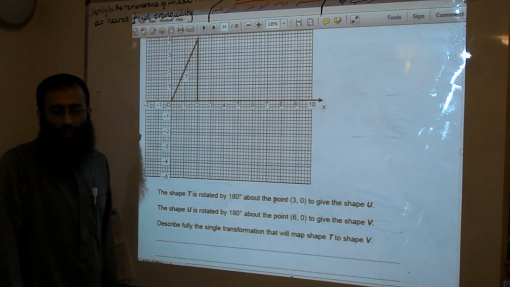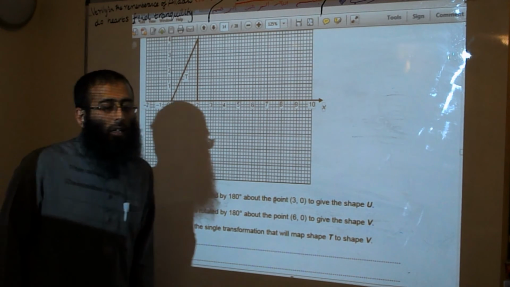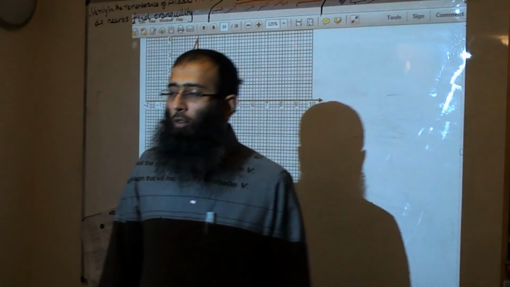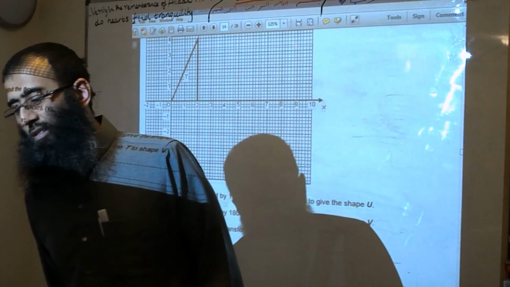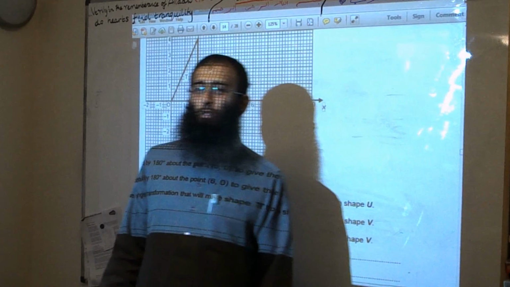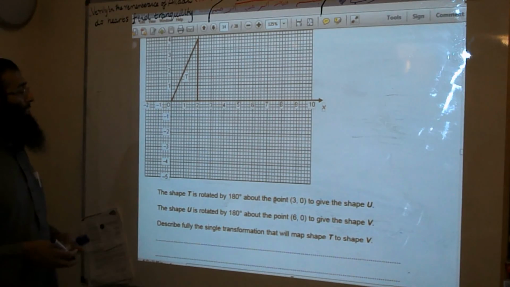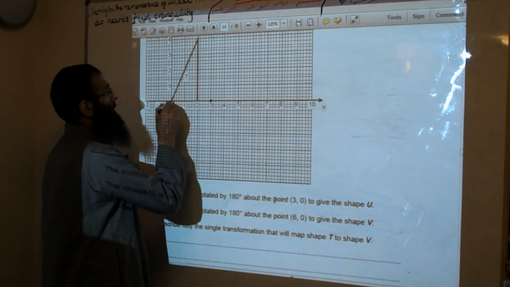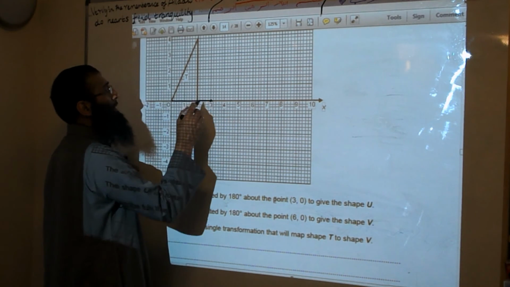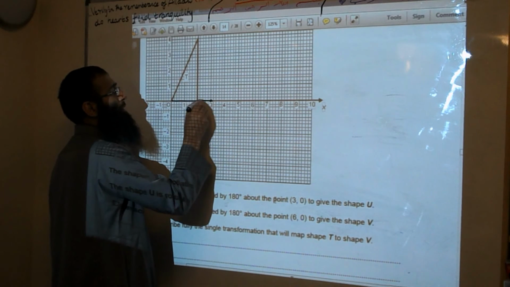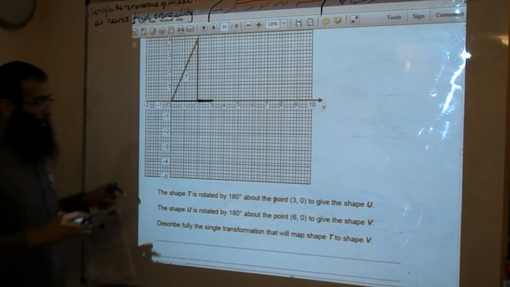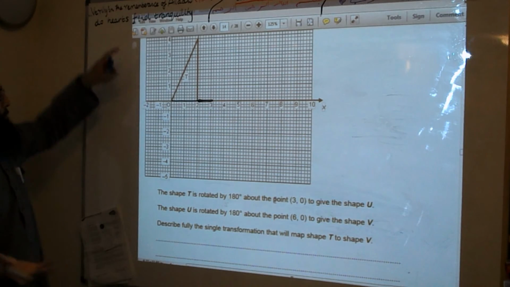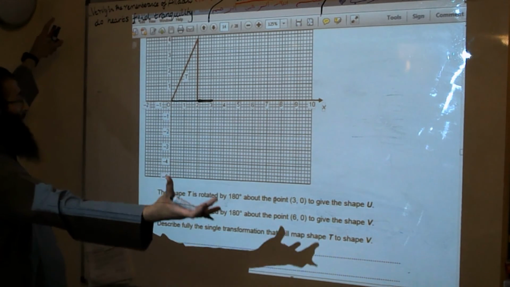Okay, shape T, who's done a rotation question? Not many people, looking around the room. That's a lame excuse. Use tissue paper or something which is easy to turn 180 degrees about the point 3,0 to give the shape U. So this shape is rotated about the point 3,0. So we connect it with the rod technique. So we turn the whole thing 180 degrees.